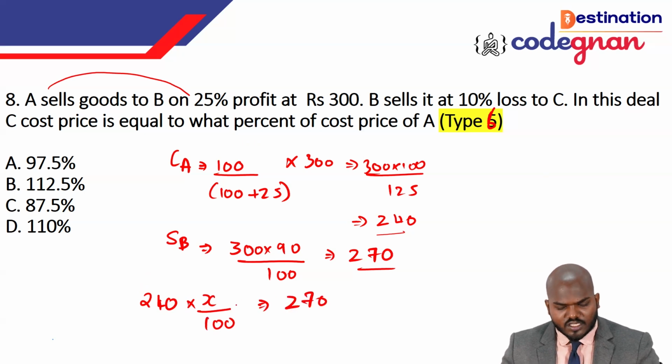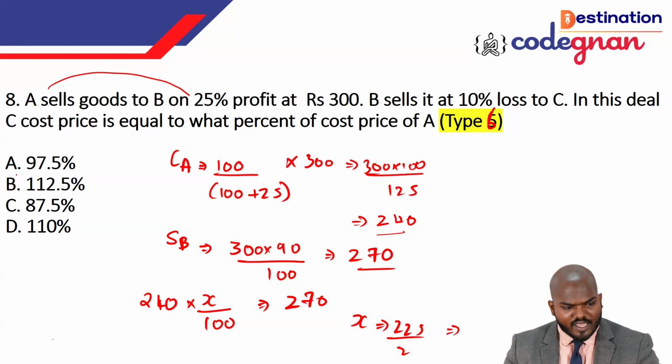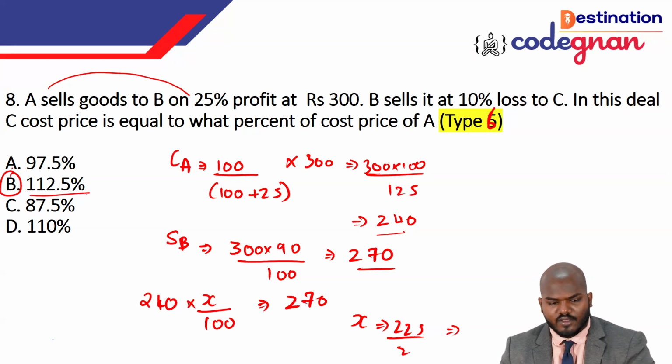If you work this out, guys, this will give you X equal to 225 by 2, which is 112.5. That is the exact answer of this one. So the cost price of C in this deal is equal to what percentage of the cost price of A? We just have the cost price of A.